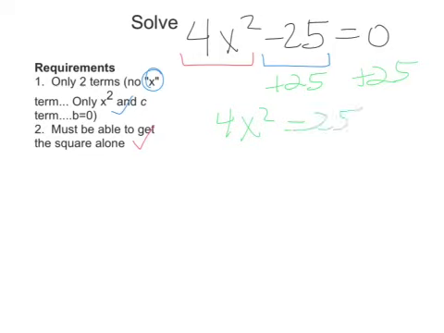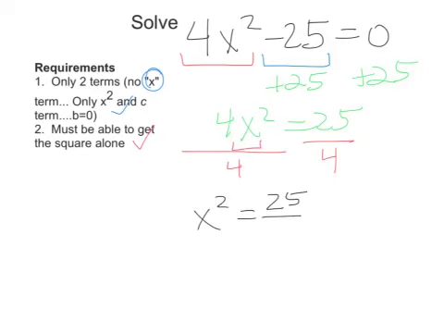Now, just based on the exponents, only the x is being squared. I don't want the 4 there. So I want to undo multiplying by 4 by dividing both sides by 4. So when I rewrite it, I get x squared is equal to 25 over 4. So I do have my square alone. Now, once the square is alone, to undo the square, I'm going to take the square roots of both sides. So I get x is equal to, and since I undid a square with a square root, I have to use the plus or minus sign.